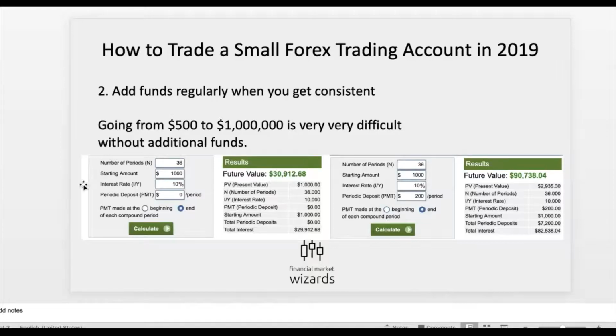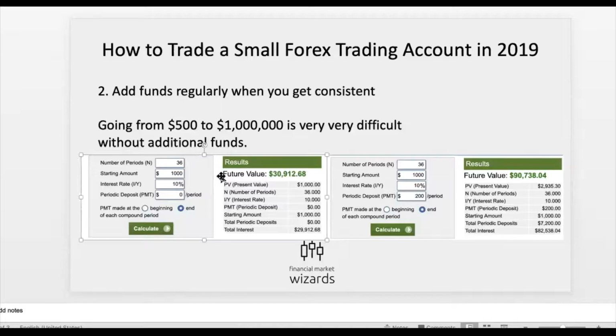So I've actually taken 2 screenshots for you. On the left, it shows an account that starts with $1,000. This is just a simulation. The number of periods is 36, meaning you are compounding at a rate of 10% every month. If you look at the end of the period, you would make 30,000. This is what happens if you do not fund in any additional money. It means you just grow from 1,000.